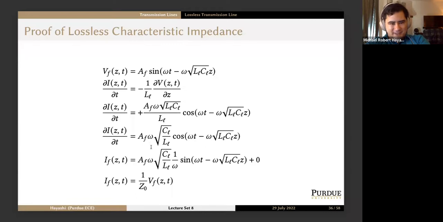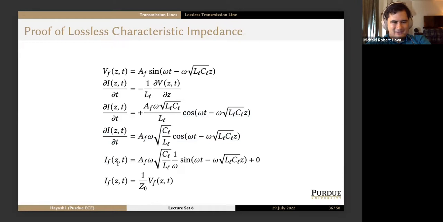Let's simplify this a little bit. So we'll get A_F omega times square root of C_L over L_L times the cosine. Now we need to pull back into the reaches of our brain, look for how to integrate both sides with respect to time. So we'll integrate both sides with respect to time.